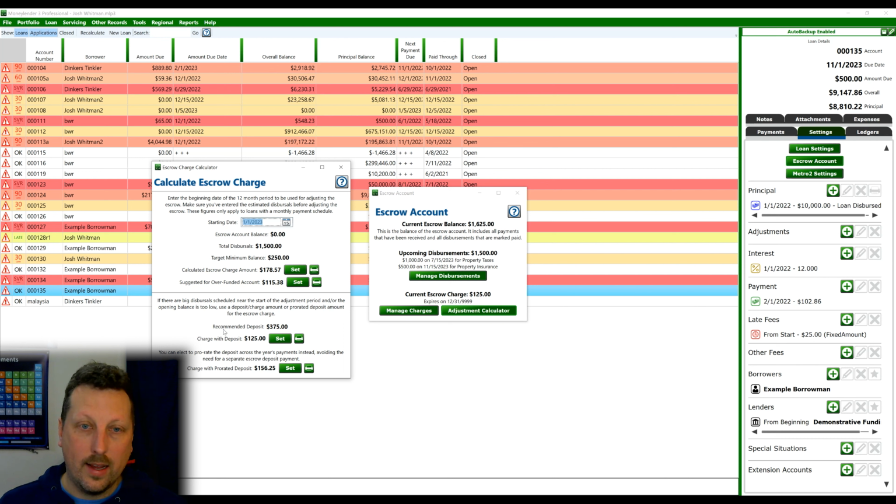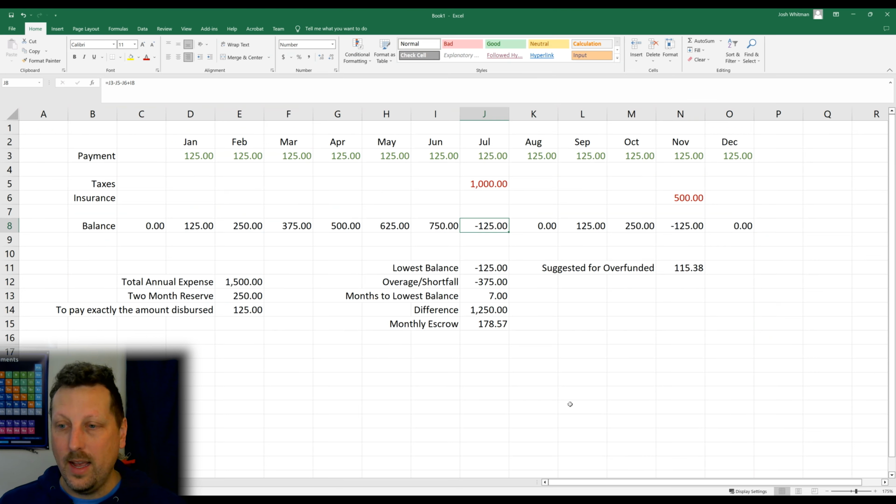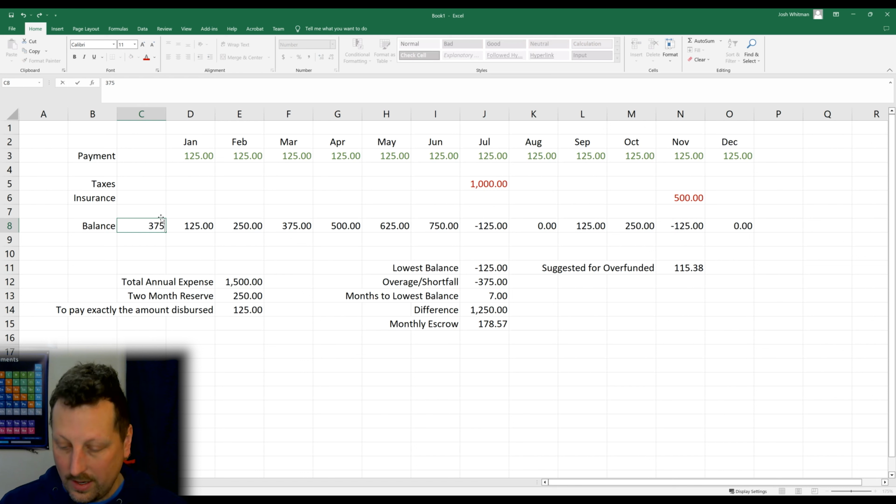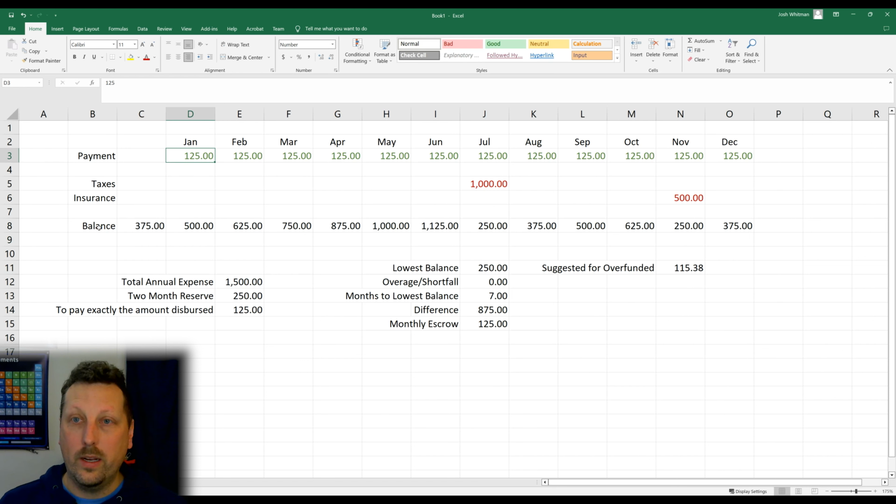So in situations like this, you get a recommended deposit. If the amount is greater than this number divided by 12, so there's a shortfall somewhere, then you have the option as a lender of requesting a deposit to the escrow account from the borrower. In this case, $375 would allow you to do a charge of $125 and finish out the year with an appropriate balance in the escrow account. So if we had a $375 starting balance, we could collect $125 throughout the year, and we'd end exactly where we started at $375. And here at the lowest month, we would have $250.